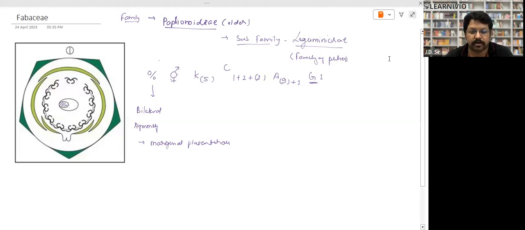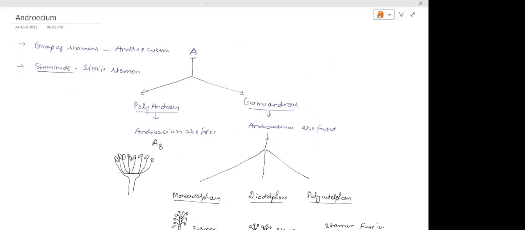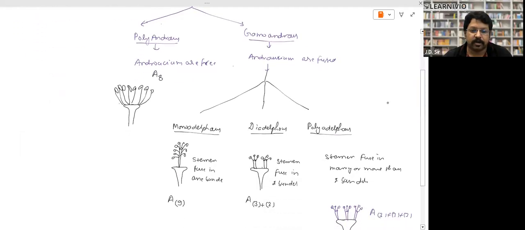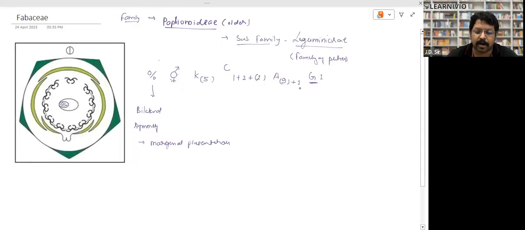Very simple. Look, again let me remind you. I have told you that when stamens are separate, it is polyandrous, and when stamens are united, it is gamoandrous. When stamens are united in one group, we call it monoadelphous. When there are two groups, diadelphous. More than two groups, polyadelphous. So what is the arrangement of androecium here? They are in two groups, yes, a group of 9 and a group of 1. So there are two groups, so the androecium is diadelphous. Clear or not?